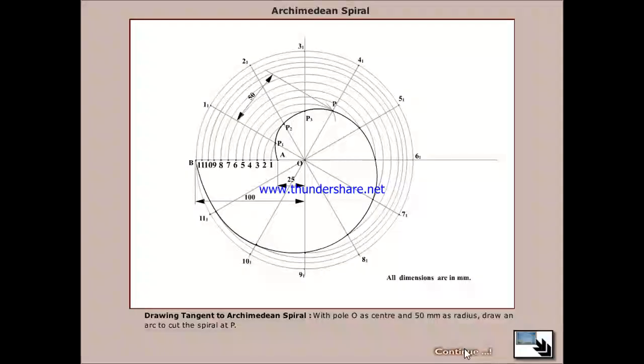Now draw the tangent to the Archimedean spiral. With O as center and 50 mm as radius, draw an arc to cut the spiral at P. Connect PO and measure angle POE equal to 120 degrees. Now draw OQ, which is perpendicular to OP.